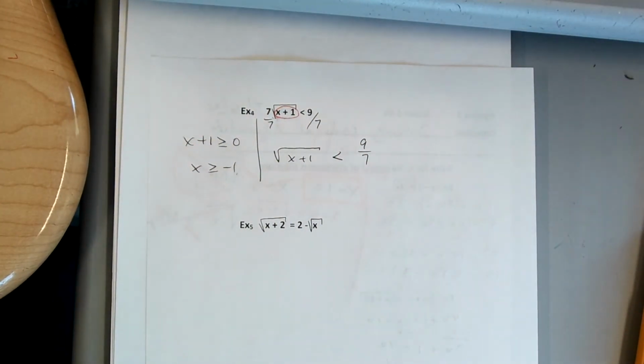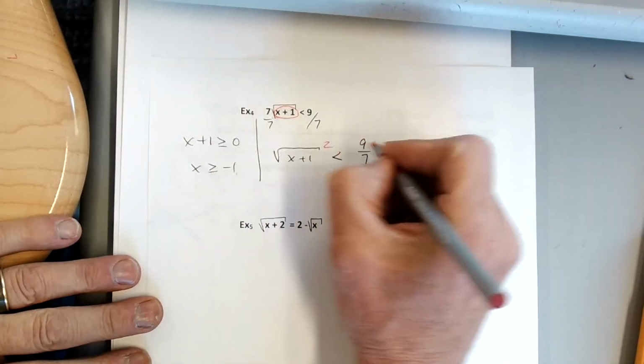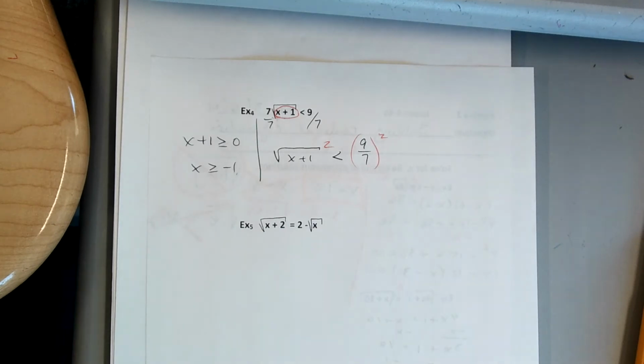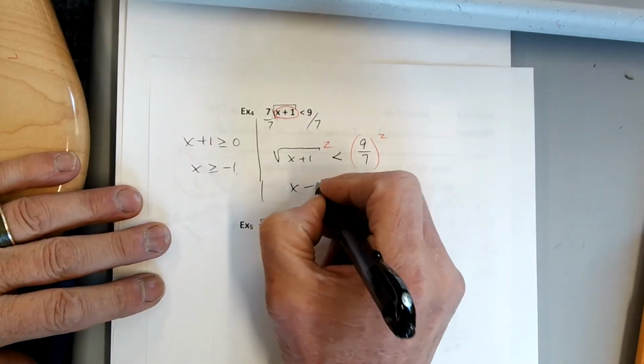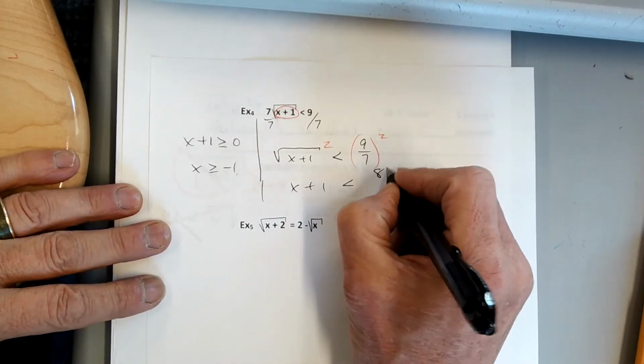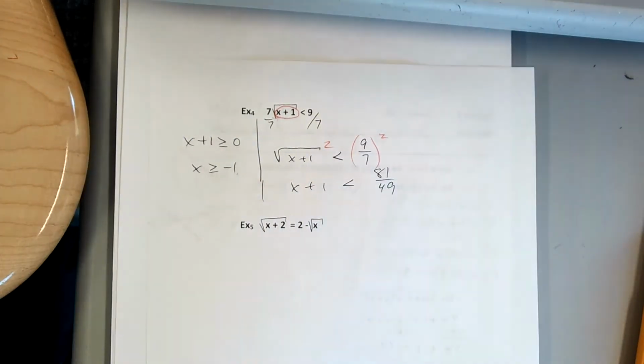And then I'm going to square both sides. Again, fractions don't scare me. The square cancels the square root. I'm up to x plus 1 less than, I'm going to keep it as 81 over 49. I'm just going to keep it as a fraction. I'm okay with that, okay?